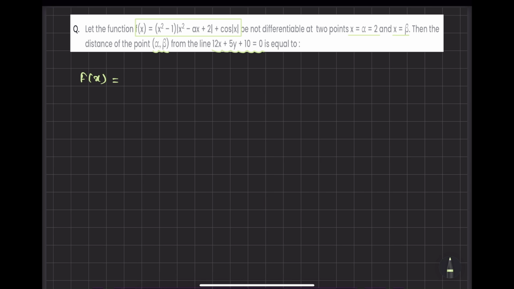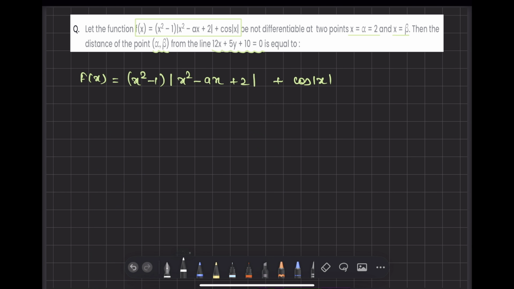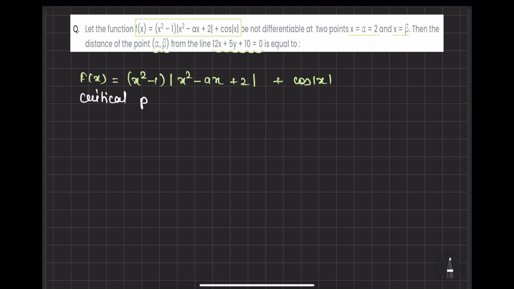So suppose that f of x is |x square minus 1| and |x square minus ax plus 2| plus cos of mod x. First we will try to find out critical points. Critical points are the points at which the function will change its definition. First we will focus on the cos. You know that a critical point means the point at which the function will change its definition.